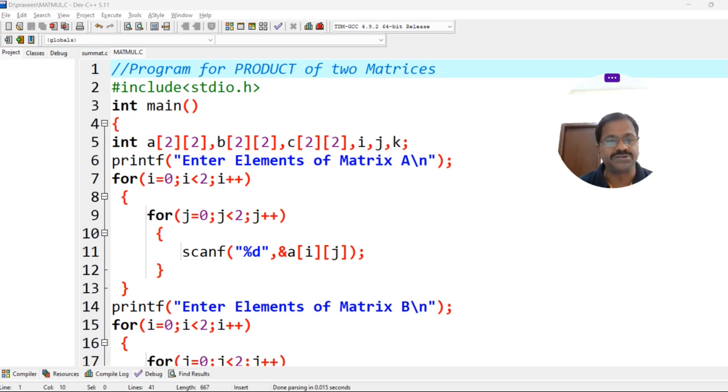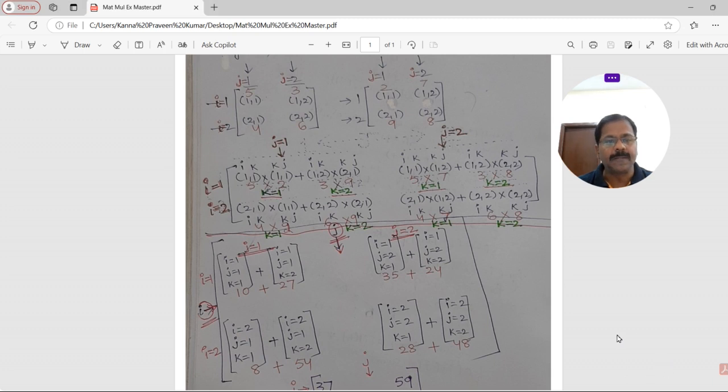Today we are going to discuss the product of two matrices in C language. Product is multiplication of two matrices. For this program, I am going to explain an example. You see here, this is the first matrix, the A matrix, and this is the B matrix.